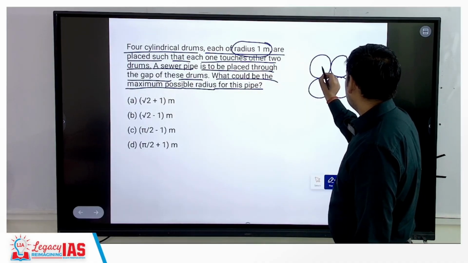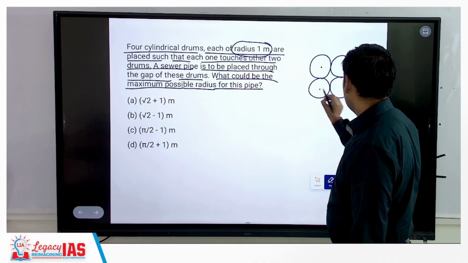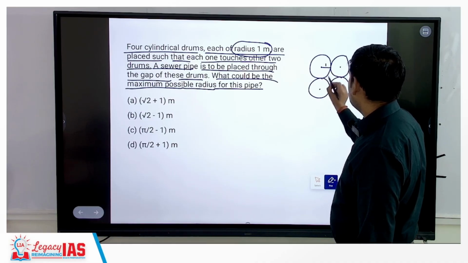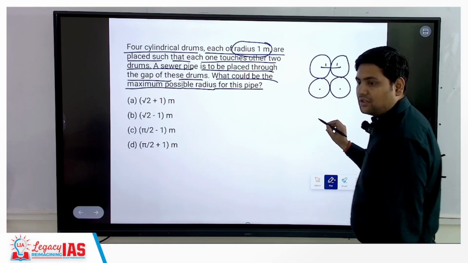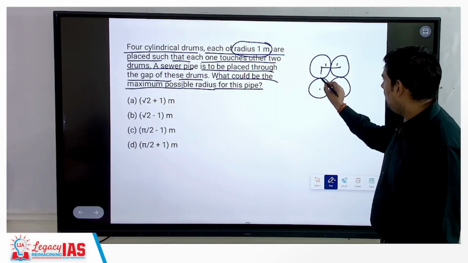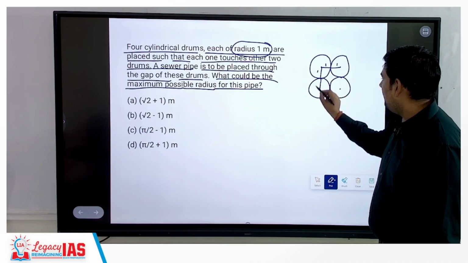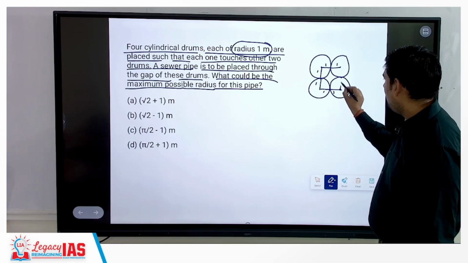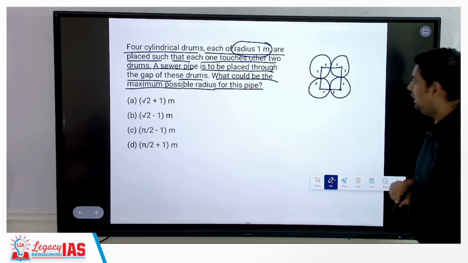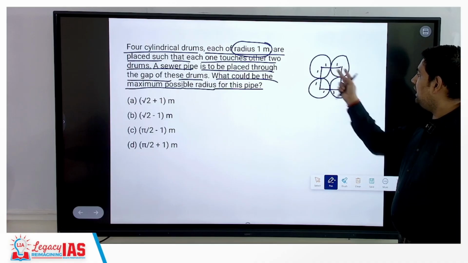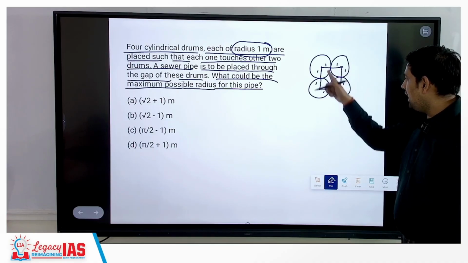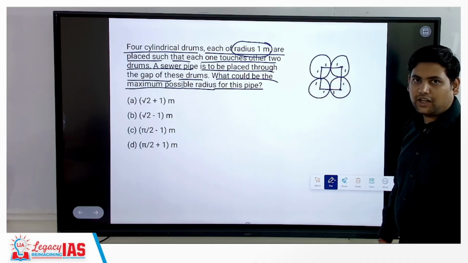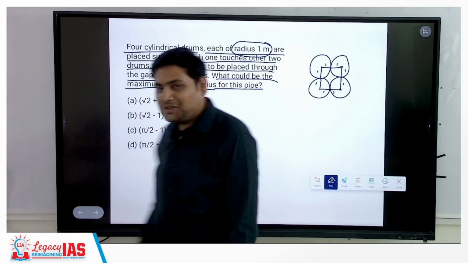Now let's connect them. So this will be 1. This will also be 1. Similarly, this will be 1, this also 1. This is 1, this is also 1. And 1, 1. Can you see this? These are radii, so all these are 1 and they form a square of side 2. Got this much? Any issue in this?